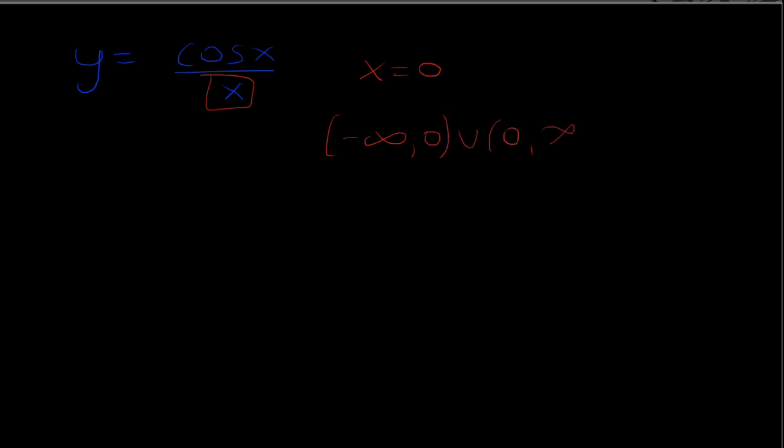Now if we have y equals cosine x over x, cosine is continuous everywhere, so that's not an issue. But we want to check when the denominator is equal to 0. Clearly that's going to be when x is 0. So we want to include every point that is not 0. And that's going to be the interval in which it's continuous.